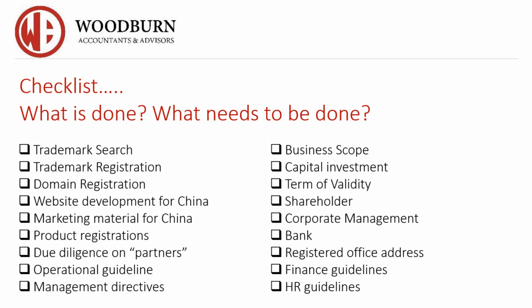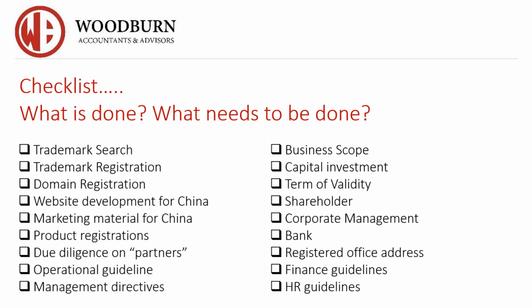So what I've done, and you've got this slide in your handbook, I've created a very short list of assets that I think are critical. Trademark search and registration, domain registration, website development for China. Who owns all of that, right? Marketing material for China. Who's owning it? Product registrations. Who's the agent that's listed on those product registrations or toxicology reports or any of those types of licenses? Or labeling for food and beverage.